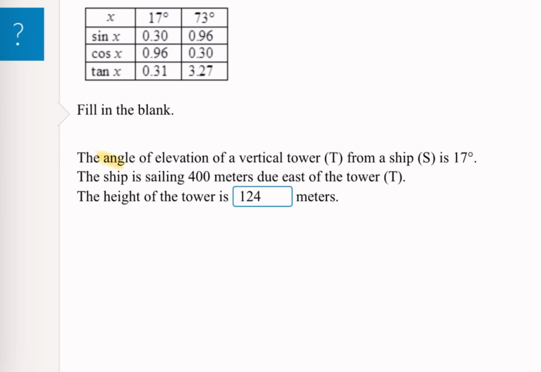Here they told us that the angle of elevation of a vertical tower, T, from a ship called S is 17 degrees. The ship is sailing 400 meters due east of the tower T, and they asked us to find the height of the tower in meters.